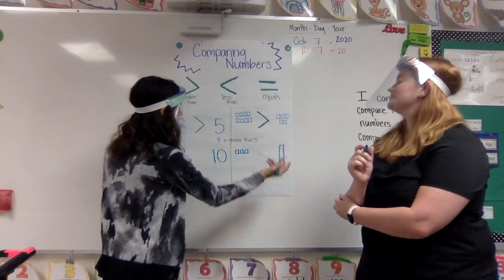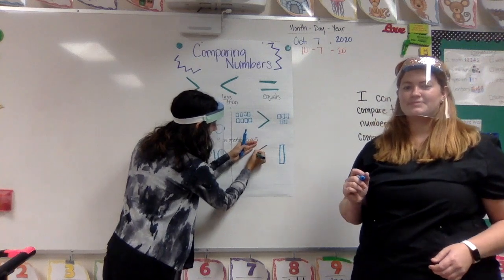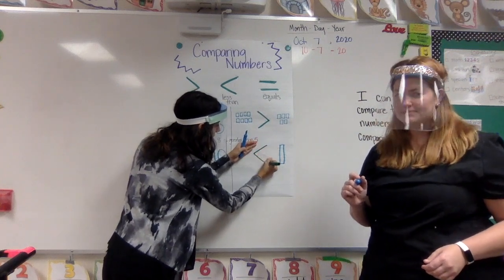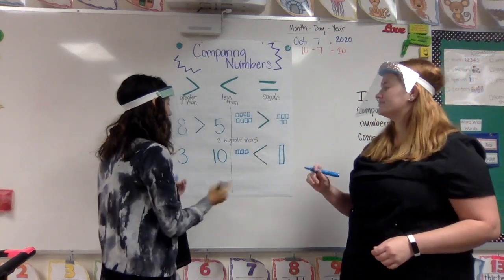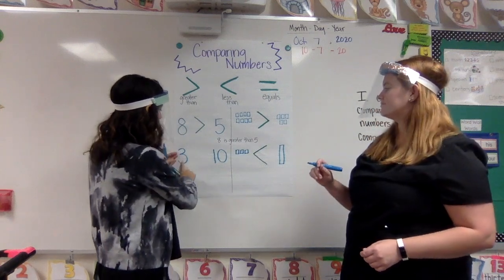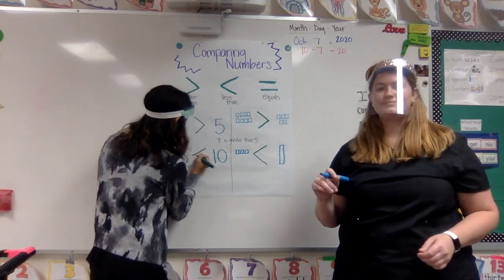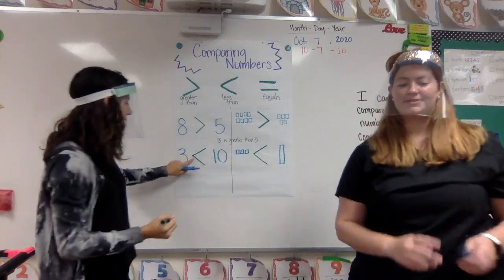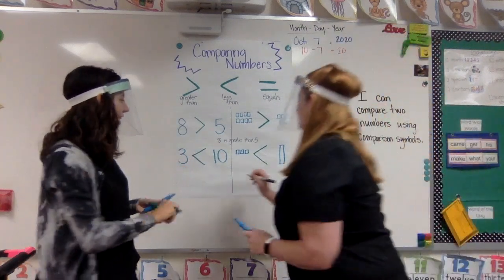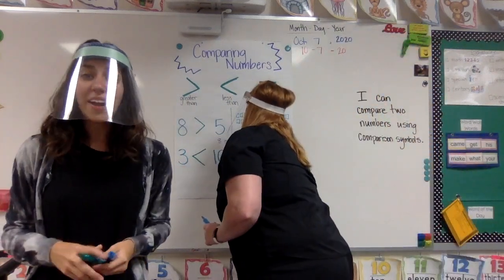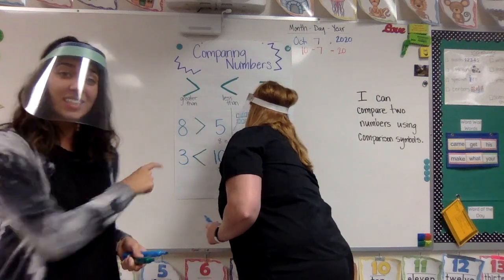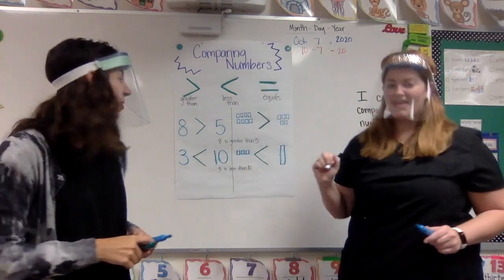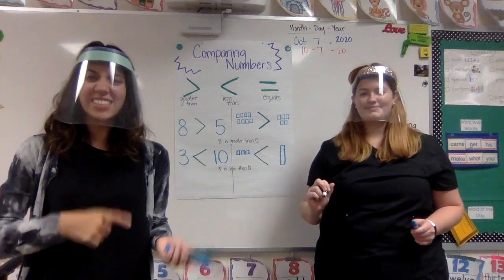I can see from the base 10 blocks that 10 is obviously greater than 3. And so I have to look at it, and I would say that 3 is less than 10. I'm making sure the smaller side is pointing towards the 3. Miss Lime is going to write out the sentence that we would use to compare these numbers, which is 3 is less than 10.